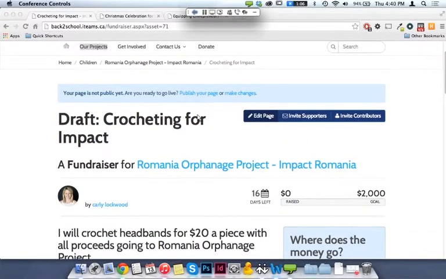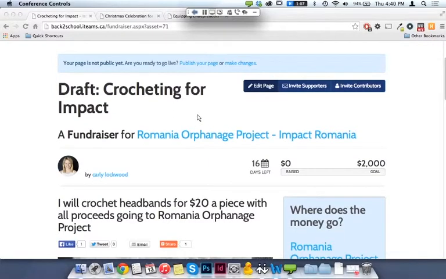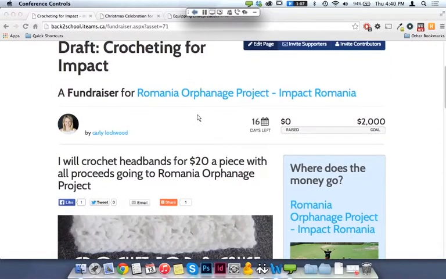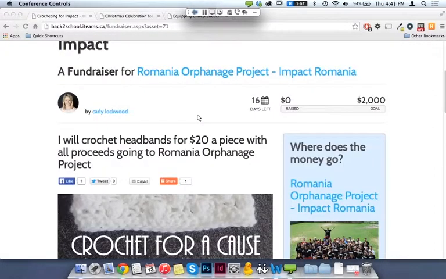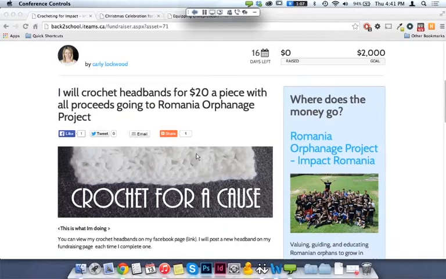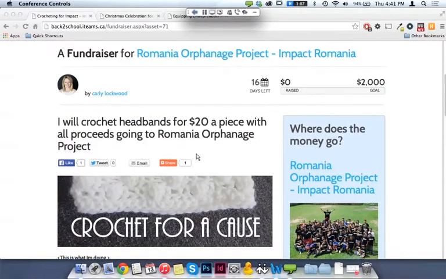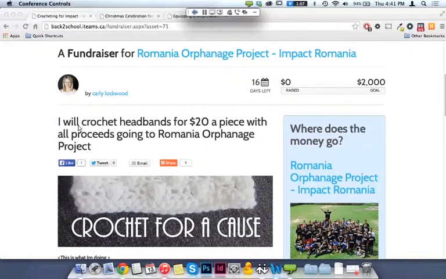Carly put together a really nice draft page that actually does this really, really well. Her fundraiser is a project where she happens to be artistic and likes to crochet headbands, and she wants to use that as a way to donate money to this project that she thinks is a really good cause, the Romania Orphanage Project. And what she's done is she says, very straight off the bat with this call to action, with the purpose of her project, I will crochet headbands for $20 a piece with all proceeds going to a Romania Orphanage Project.